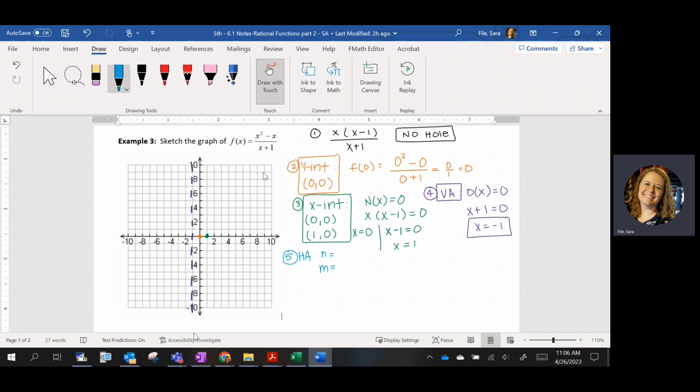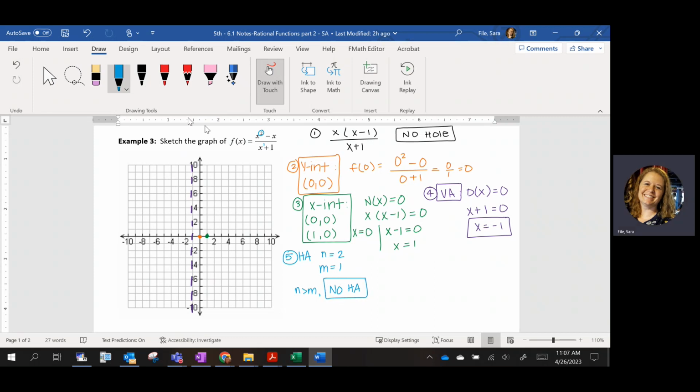What's the degree in the numerator? 2. What's the degree in the denominator? An understood 1 since there's nothing there. Okay, so how does n compare to m? Are they equal or which one's bigger? N is greater than m. And what does it say on your step sheet when n is greater than m? There is no horizontal asymptote.